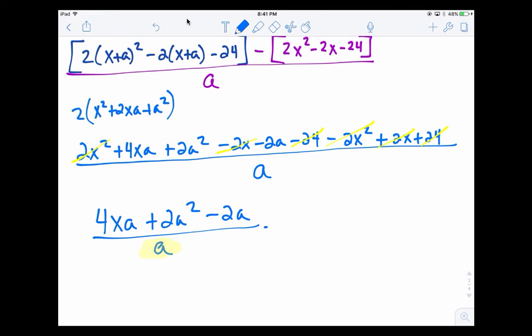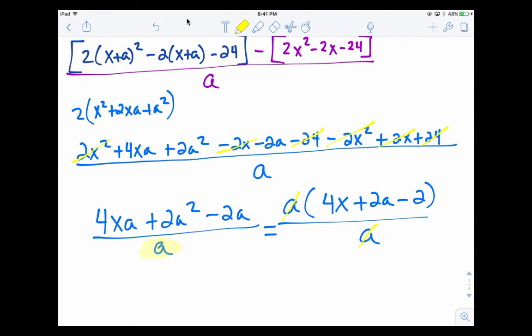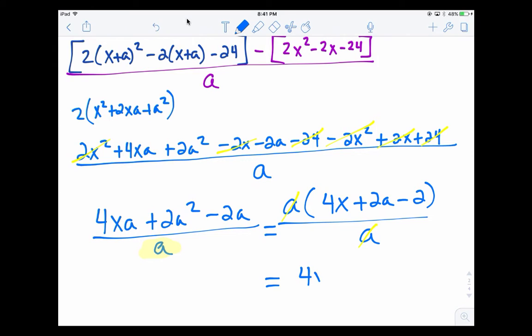Alright, so once you get to here, you want to factor out the a term in the top. So you have now 4x plus 2a minus 2, and that's going to be divided by a. And obviously, the a terms here are going to cancel each other out. Alright, so your final answer is 4x plus 2a minus 2.